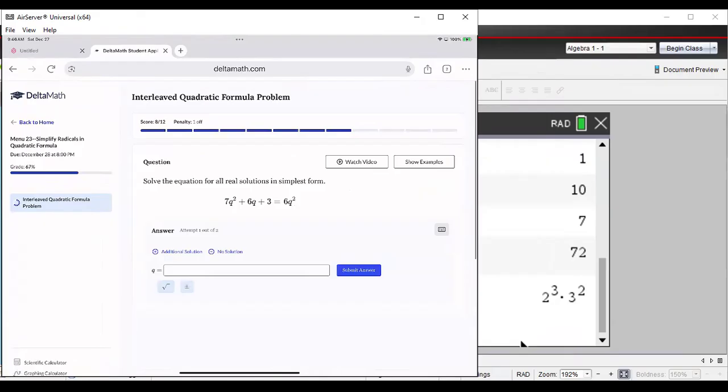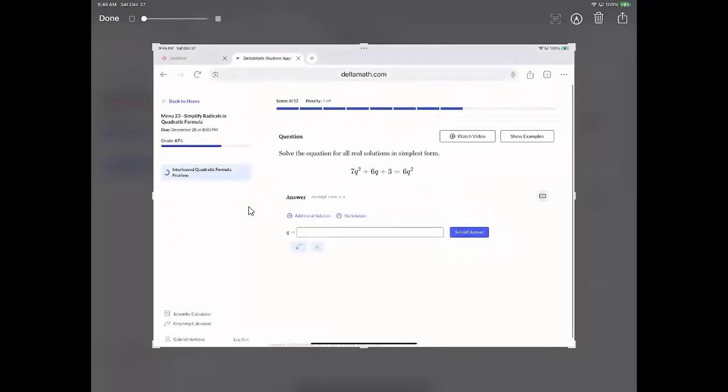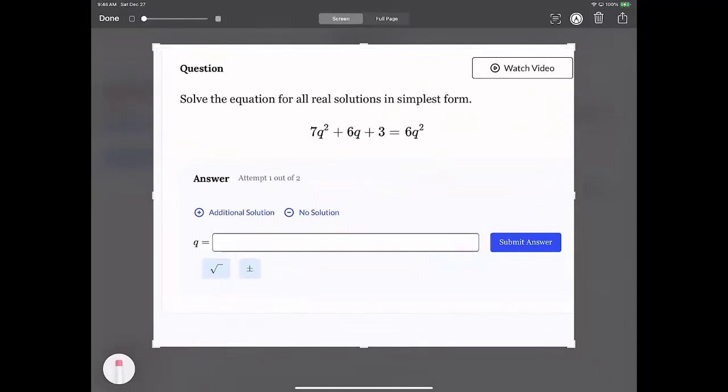Let me just try one more here. Let's see what we got here. All right, last one, and then I'm going to post this. All right, so take a picture. Let's make this a little larger so you guys can see what we're doing.